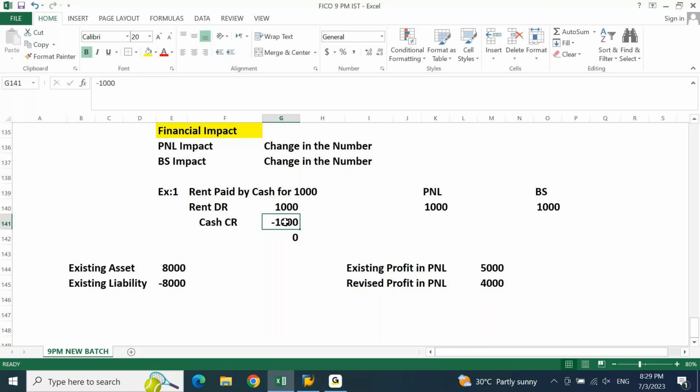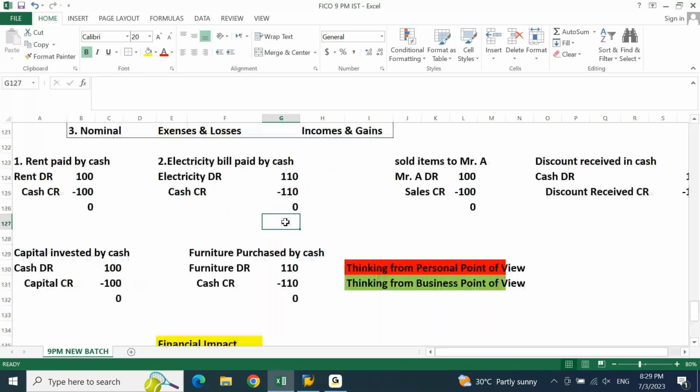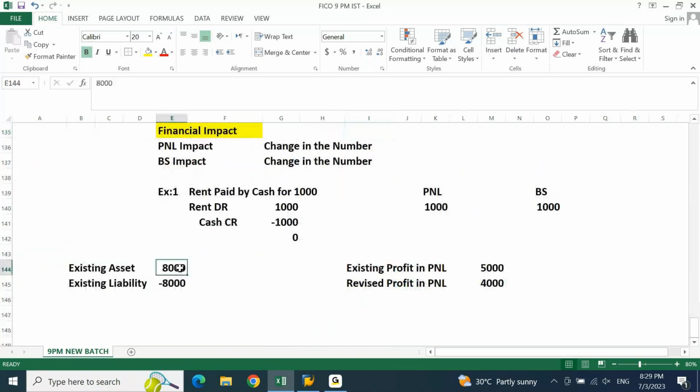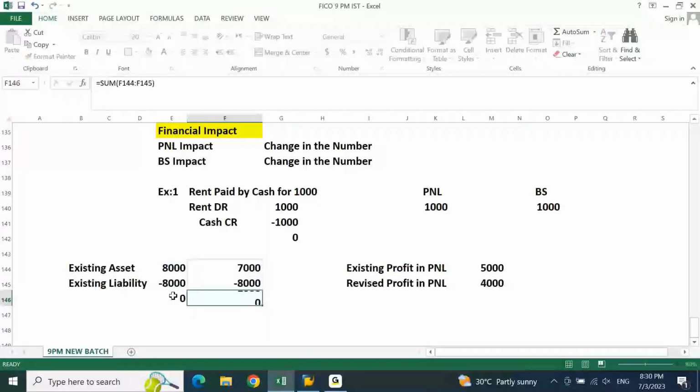Cash is an asset. You are crediting the cash. Anything that is credited in an asset will decrease the value. So after passing this entry, my asset value will become 7,000. And what about my liability? Is there anything posted in liability with this entry? No. Earlier my asset minus liability was 0. Now, with liability at 8,000 because there is no entry, is this becoming 0? No. This is not becoming 0.